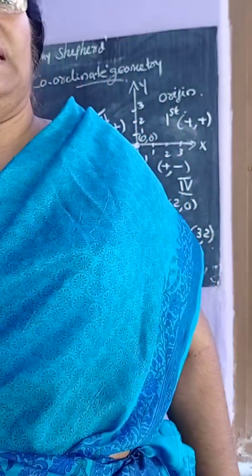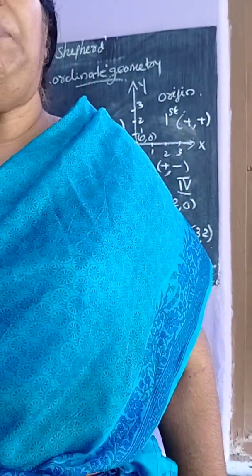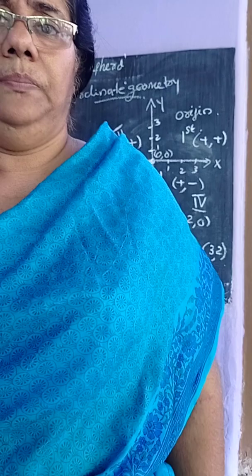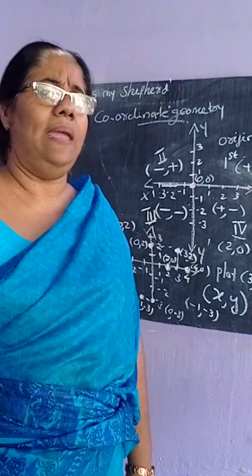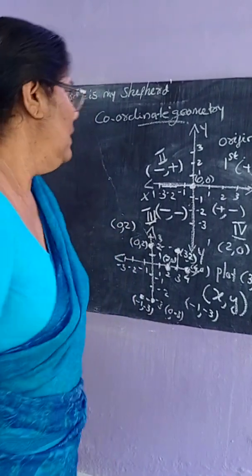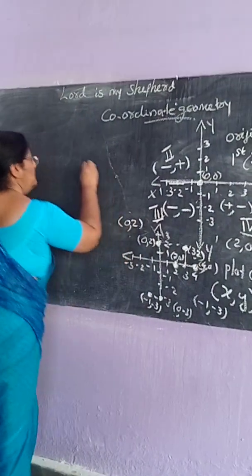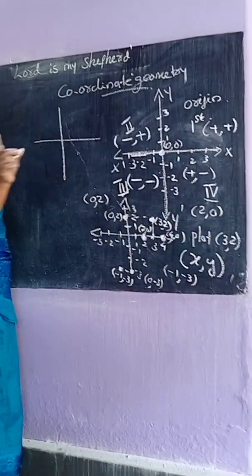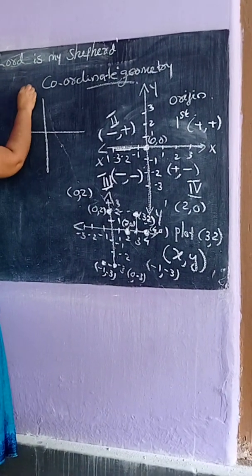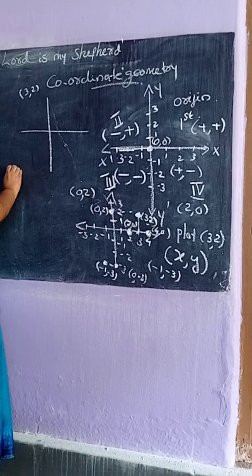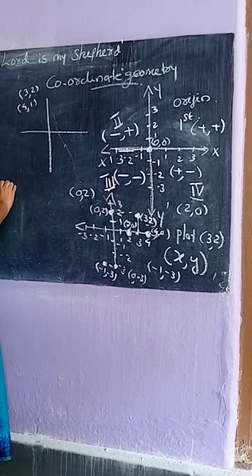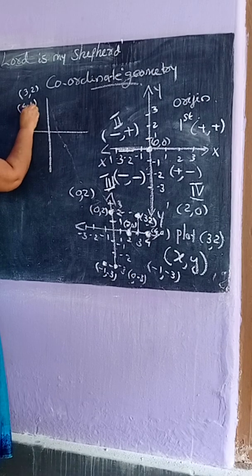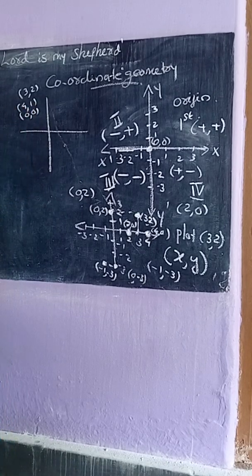Now listen to the next one. Suppose 3 points are given. Can you plot the points? And when you join the 3 points, can you name the figure obtained? Suppose, listen to my question. Plot 3, 2. Understand? 4, 1. 0, 0. These are my questions.